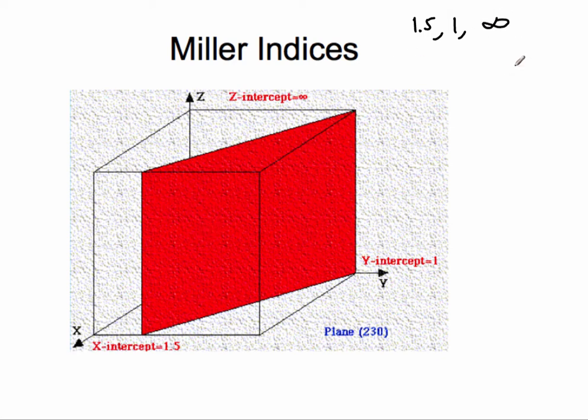So we flip all these over. It's a little easier if we write this as a fraction. So we have 3/2, 1, and infinity. So we take the reciprocal of those, and we get 2/3, 1, and 0, and we clear fractions by multiplying by 3. So we have the (2, 3, 0) plane.